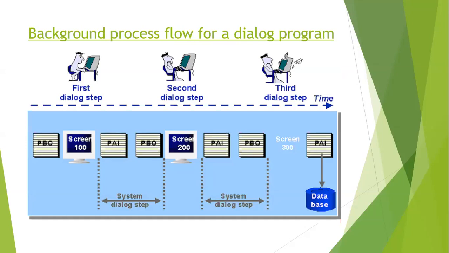Process before output, then process after input. Another 2 events are there. What are those? Process on value request, and process on help request. Yeah, process on value request and process on help request. So basically, these 4 events are the main events.